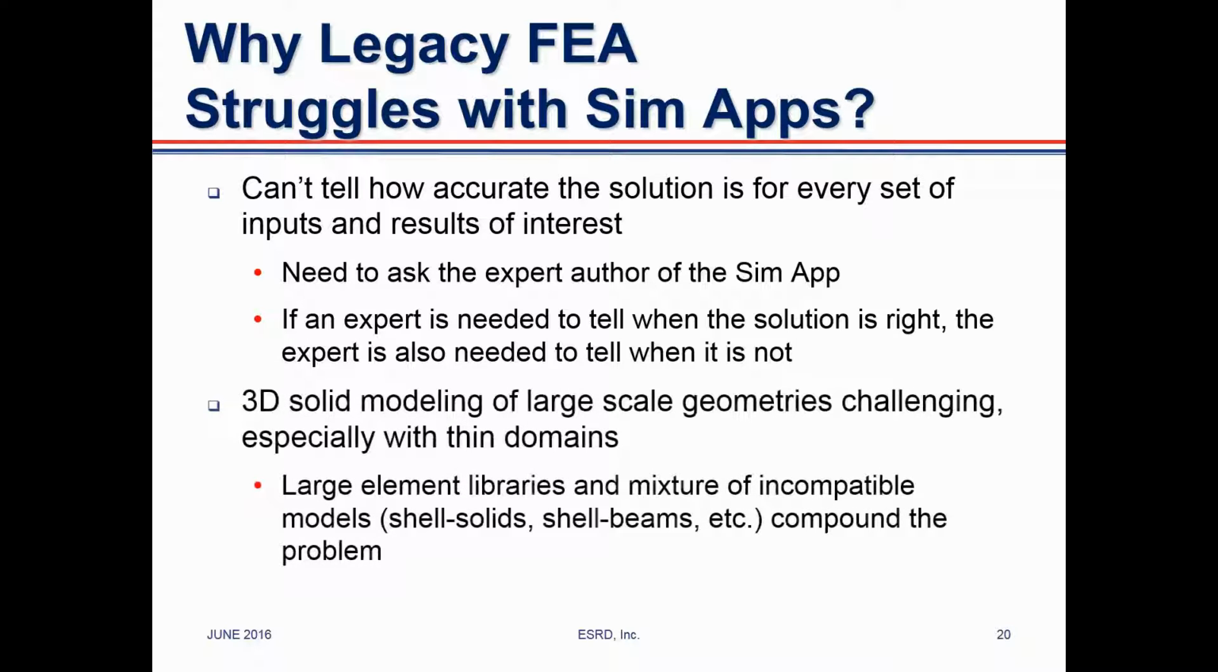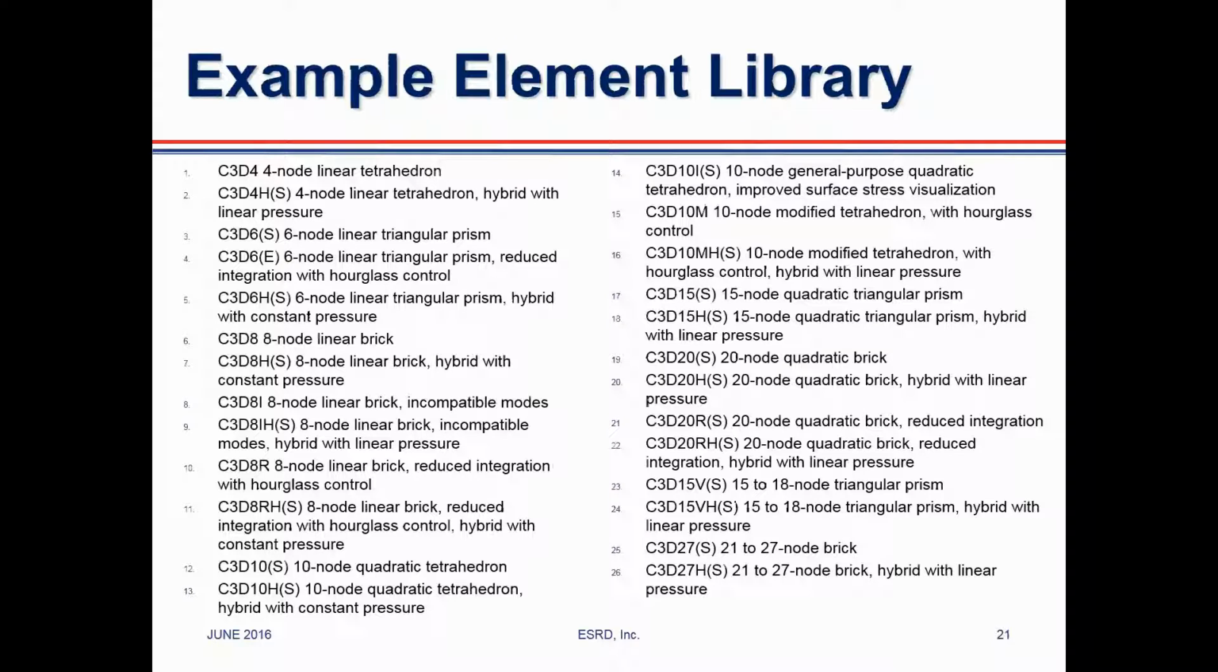3D solid modeling of large-scale geometry is also challenging, especially within domains, as we saw in the example in the previous slide. And a complicating factor for the legacy FEAs is the large element libraries and mixture of compatible models. Many of you may be familiar with the use of shell-solid, shell-beam, etc., which compound the problem. Just to give you an idea, this is an example of an element library, and this is one small sample, because typical element libraries are 200 or more elements.